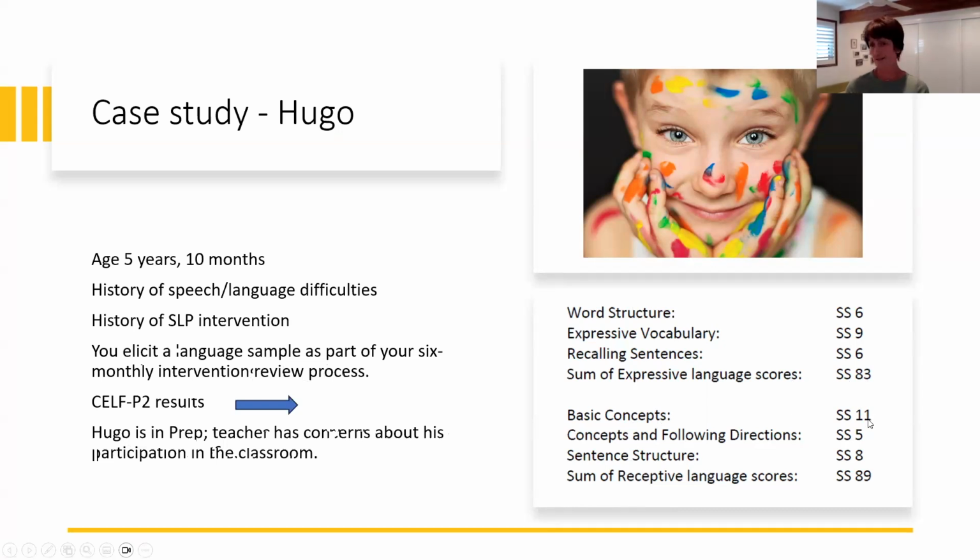Basic concepts, so we're getting into the receptive language skills, a standard score of 11. So he did well, as expected. Concepts and following directions was really tricky with a scaled score of 5. Sentence structure, so that's understanding basic grammatical structures in a sentence within sort of age expectations. And the sum of receptive language scores were within age expectations overall.